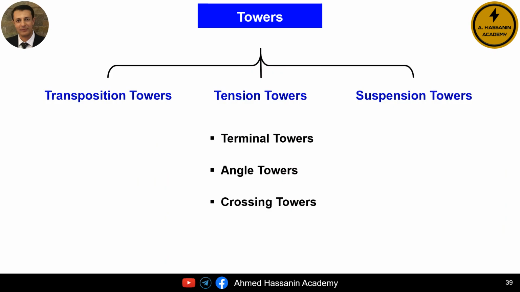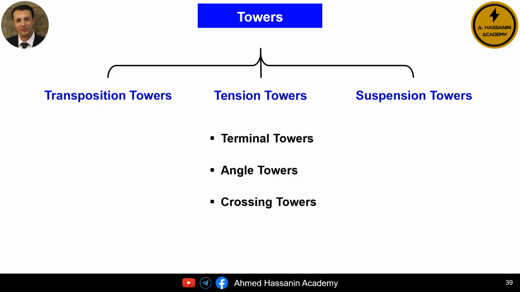But what are the types of towers used in overhead transmission lines? Suspension towers, tension towers, transposition towers, terminal towers, used at the beginning and end of the line. Angle towers, used for direction change or route adjustment. Crossing towers, used for special crossings.